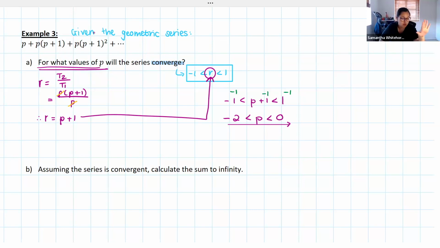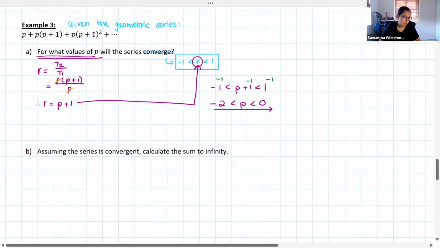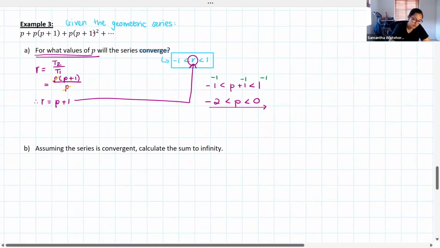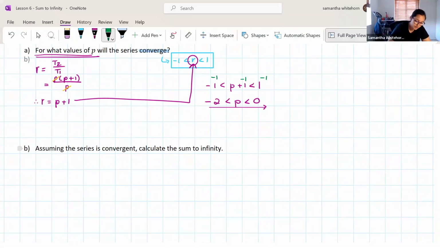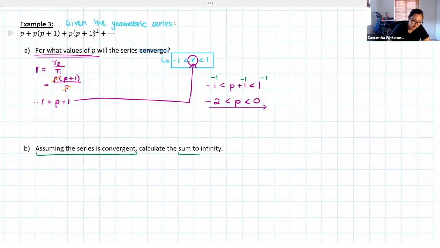That's it. Nothing complicated. If we then look at question B, it says, assuming the series is convergent, calculate the sum to infinity. So this is an important statement to make, because if we want to calculate the sum to infinity, it has to converge. And it also tells me that I can use my sum to infinity formula. Now, guys, we don't know what P is. We just know P has to be greater than negative 2, but less than 0. So I don't have a value that I can substitute into this original series and get the numerical value of the series. But let's substitute into this formula what we know and see what happens.